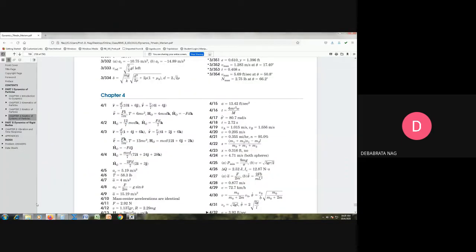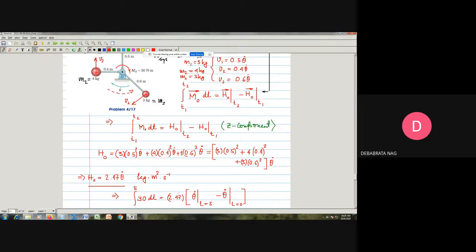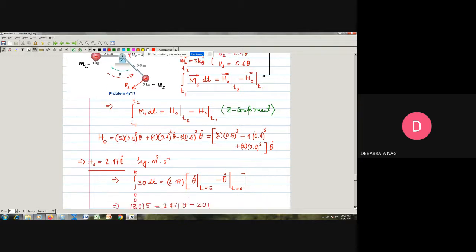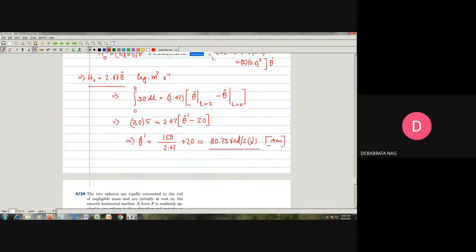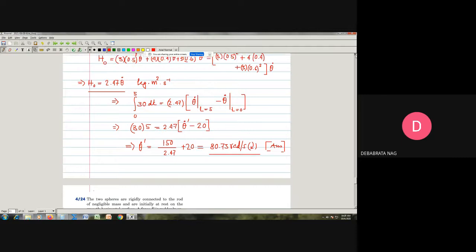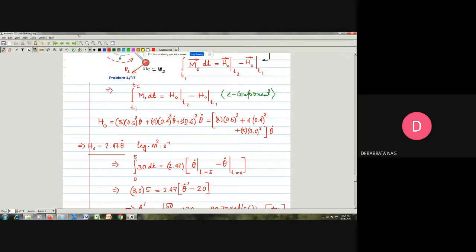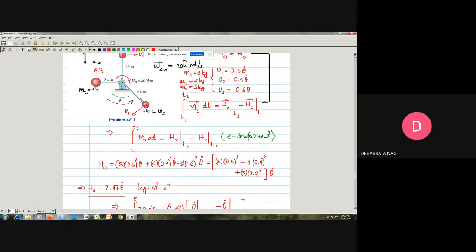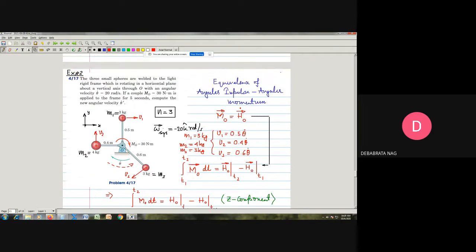So going to this answer, just to check, we see that this theta dot prime is going to be 80.7 radian per second, which in our case we have calculated to be 80.73 radian per second. So here again we note from this problem that we can apply this principle of equivalence of angular momentum and the angular impulse. So students, we have solved so far two problems.